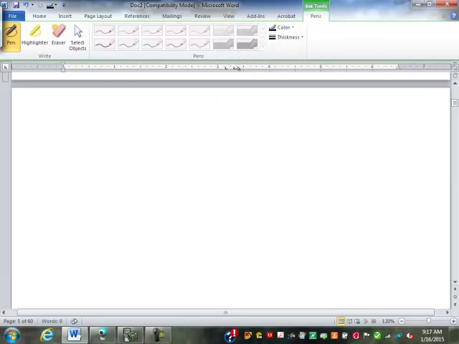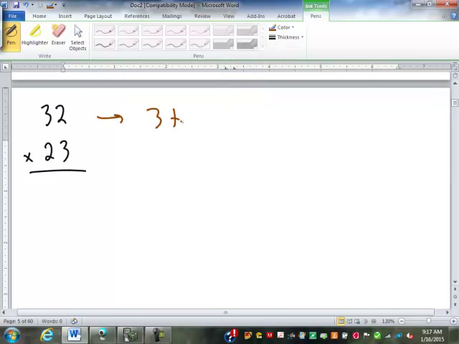Multiplication. Let's say we have like 32 times 23. I am going to write this out in its full form. 3 tens and 2 ones times 2 tens and 3 ones.